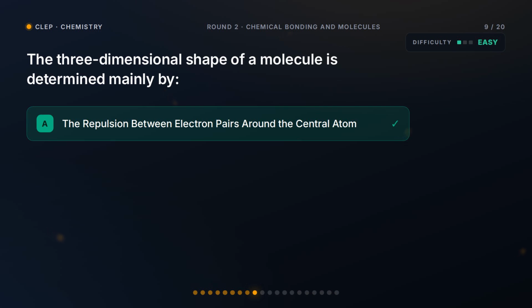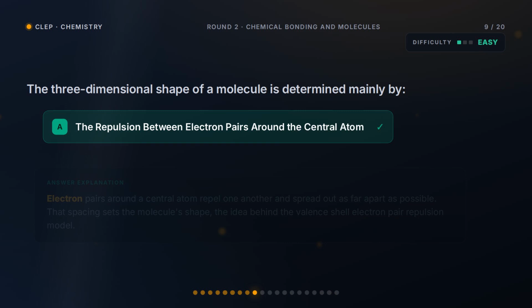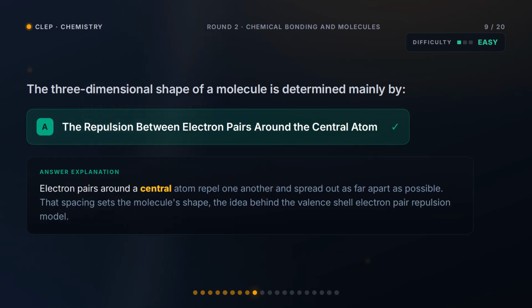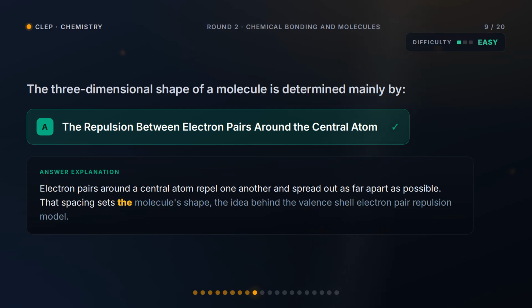The answer is A. The repulsion between electron pairs around the central atom. Electron pairs around a central atom repel one another and spread out as far apart as possible. That spacing sets the molecule's shape, the idea behind the valence shell electron pair repulsion model.